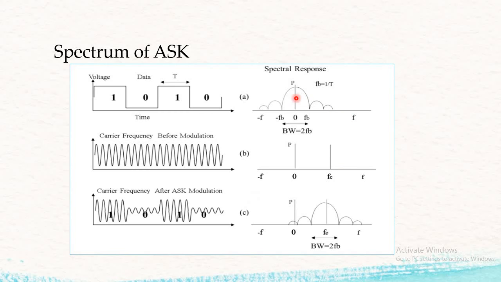So in ASK, as these two signals are multiplied, the frequency response is nothing but the sinc function shifted to the FC, meaning the center, which is 0, is shifted to the FC, and the bandwidth in this case is twice FB. So this is the frequency response of ASK.